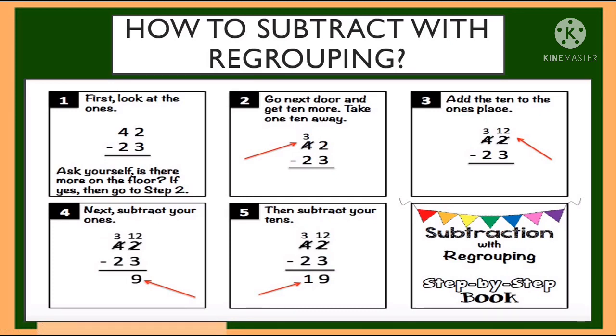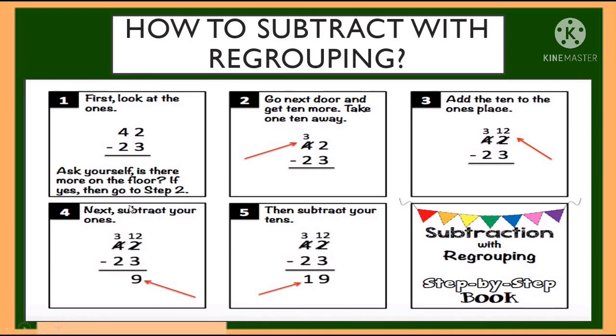Did you understand? So, go to the next door and get 10 more, and then take 1 ten away. It's like this. If this one is 4, then you need to get 1 from it, so it will become 3. And then the 2 here will become 12. Did you understand? Since this is in the tens place, we need to borrow 10. So this one is minus 10, so we only have 3. And then the other one that needs another 10 will become 12, because 10 plus 2 is 12.